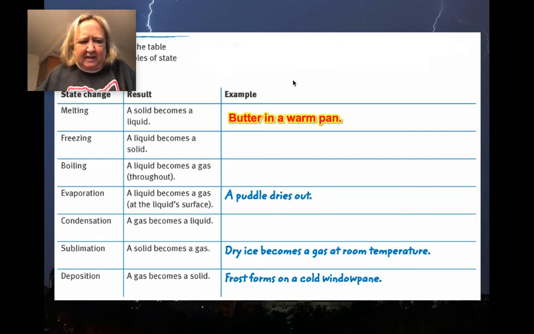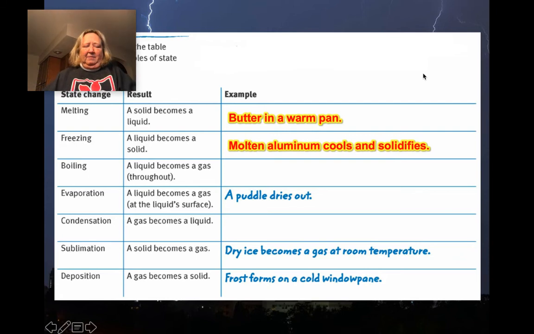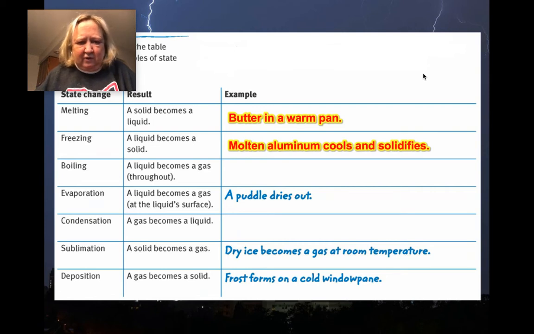How about freezing? A liquid in that case becomes a solid. Think about it for a second. They're using the aluminum example again. Aluminum would cool and then turn into what we use for soda cans. Or more simply, water becomes ice.